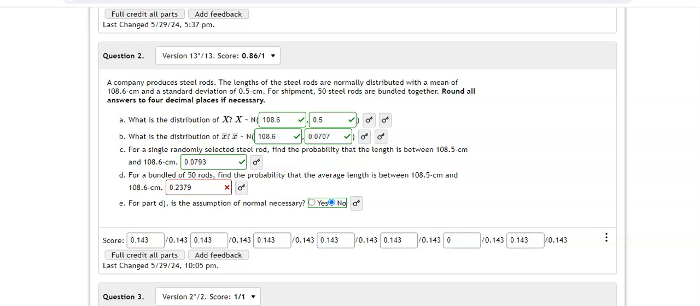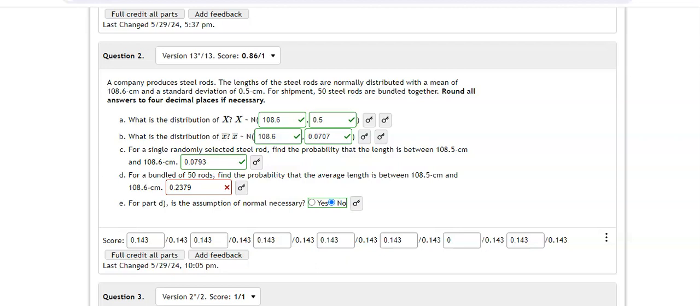Okay, so let's look at this information. A company produces steel rods. The lengths of the steel rods are normally distributed with a mean of 108.6. So that's our mu, or our population mean, and a standard deviation of 0.5. So that's our population standard deviation, or sigma. And we have 50 steel rods bundled together. So that is our sample size n.